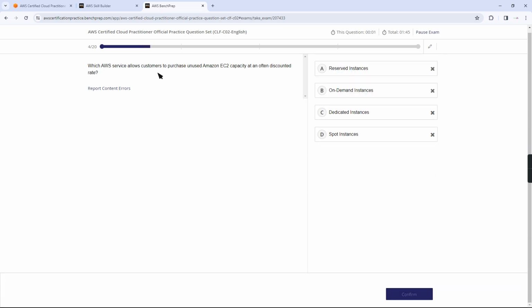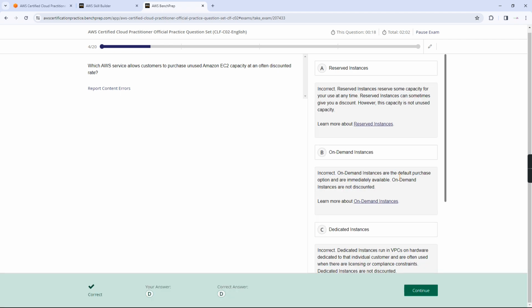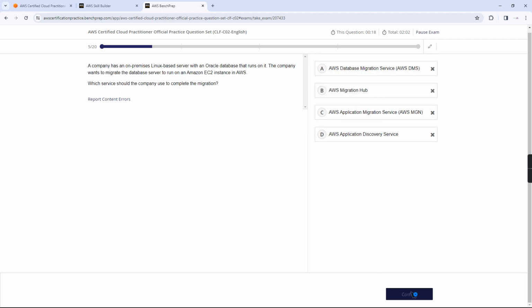Moving on. Which AWS service allows customers to purchase unused EC2 instances, often at a discount? It's straightforward. It's Spot Instances, as simple as it is. Yes, right. So Reserved Instances, no, not these three. Spot Instances are the ones which AWS offers at a discounted rate. Unused EC2 capacity. Right. Yes, Spot Instances is the correct choice.